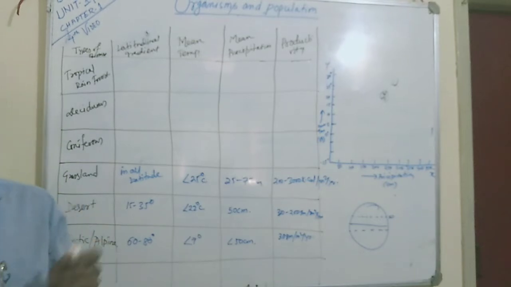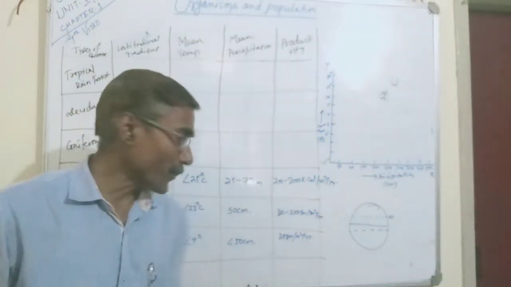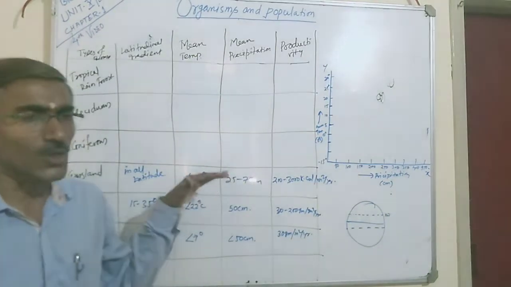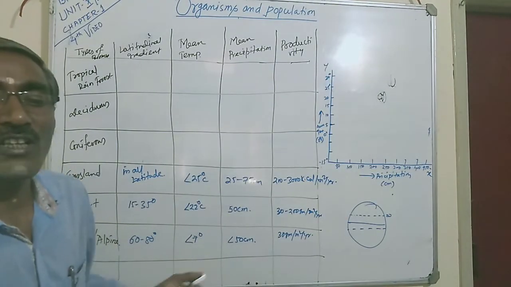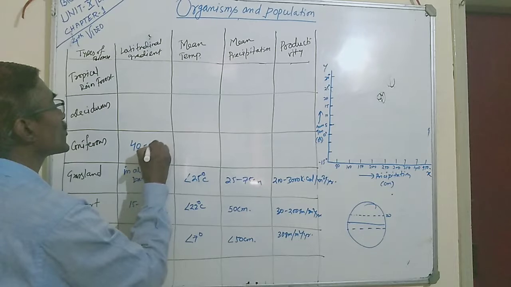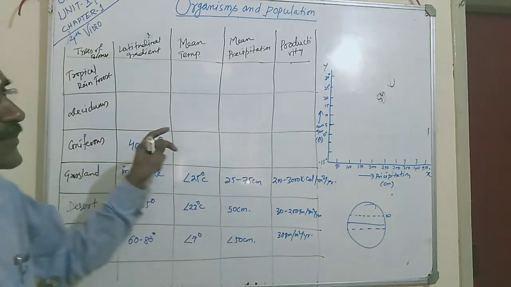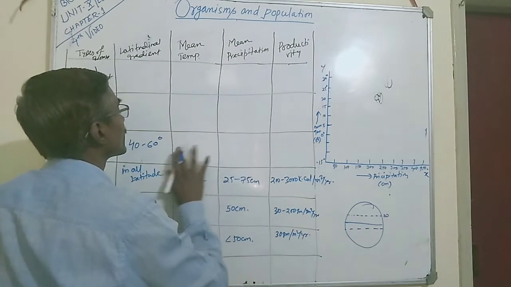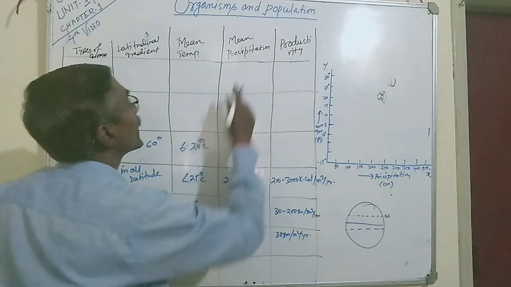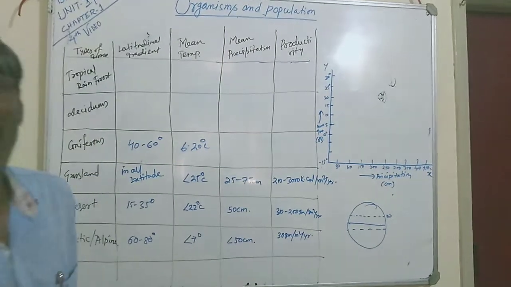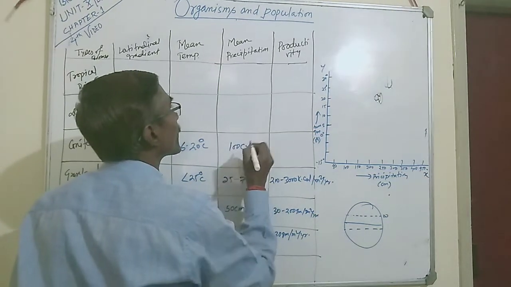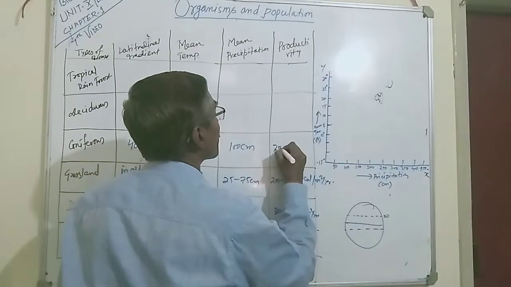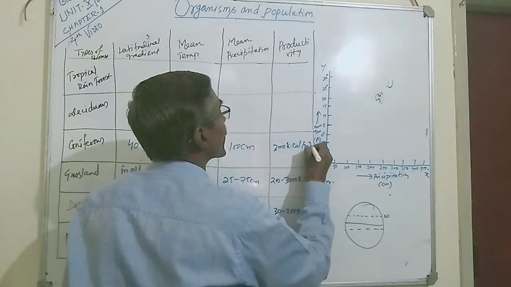Coniferous forest. The coniferous forest definitely has greater productivity in comparison with the three, and the nature of the productive biomes is also different. In the coniferous forest, the latitudinal gradient is 40 to 60 degree, whereas mean temperature is 6 to 20 degree centigrade. Mean precipitation is 100 centimeter. And productivity is 3000 kilocalorie per meter square per year.